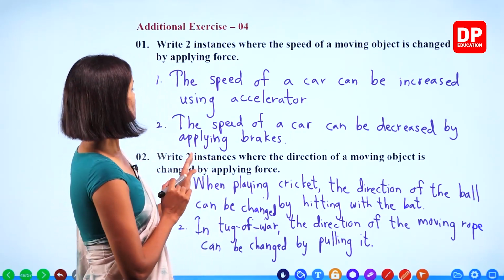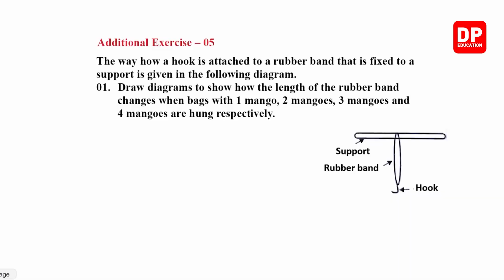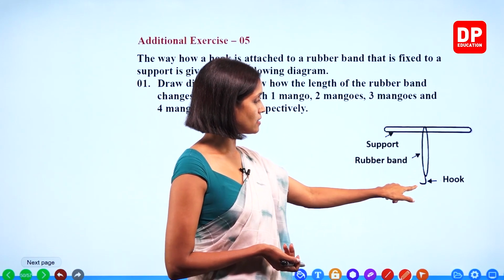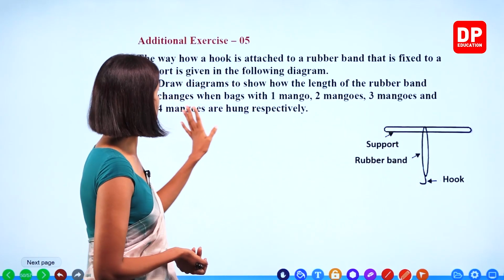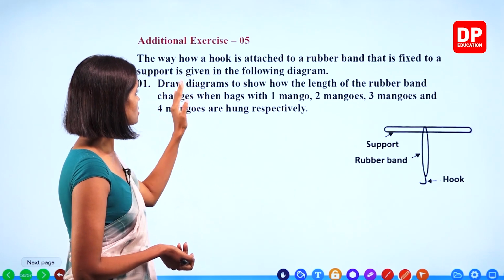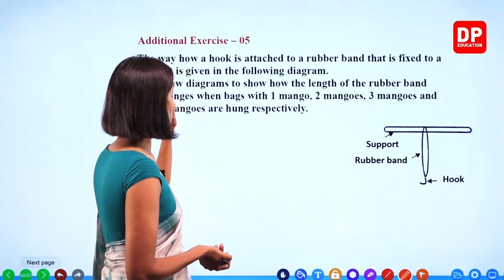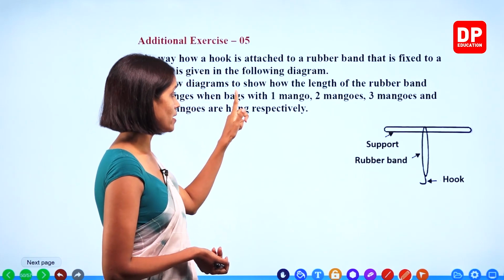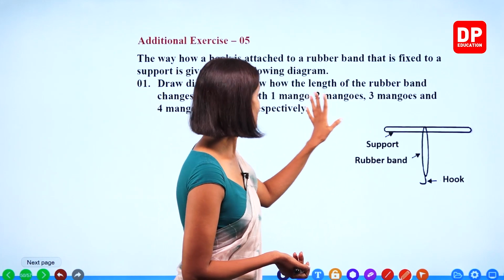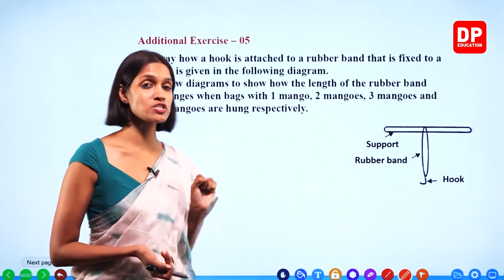Right, children? We are moving on to the next. Exercise number 5. The way a hook is attached to a rubber band that is fixed to a support is given in the following diagram. Look at this. This is the support, this is the rubber band and the hook. Draw diagrams to show how the length of the rubber band changes when bags with 1 mango, 2 mangoes, 3 mangoes and 4 mangoes are hung respectively.